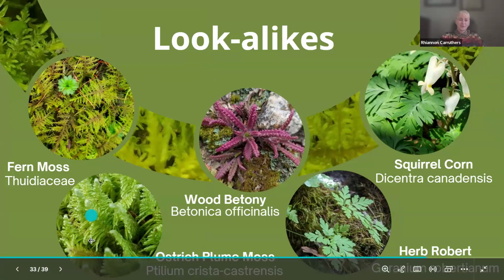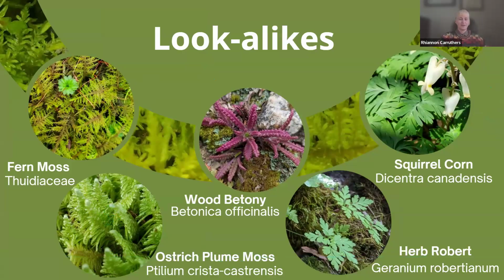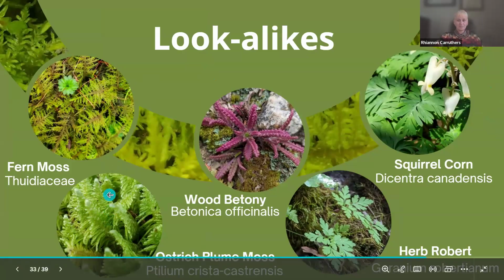Ostrich plume moss, this is one of my favorite mosses. It looks very much like a tiny ostrich fern, again, tiny, tiny. And if you come across this, it'll just be a bunch of triangle-shaped moss. It's very interesting to look at.